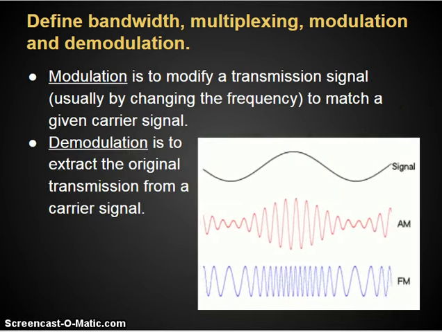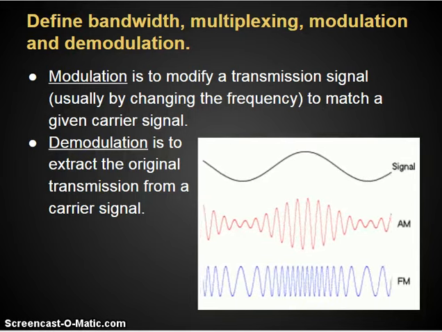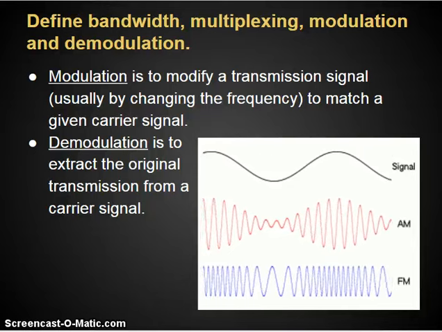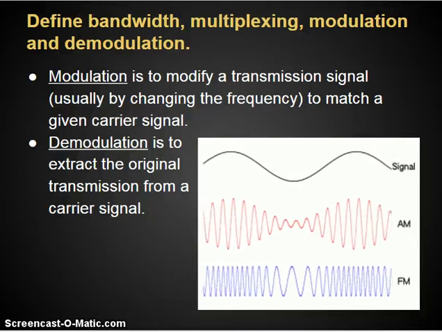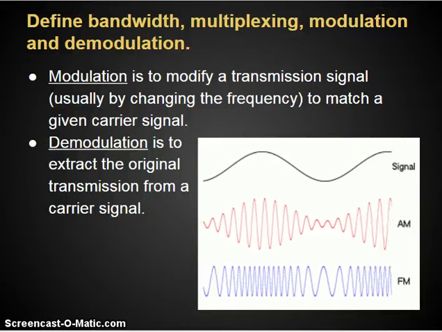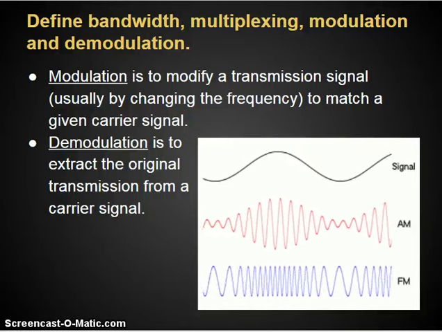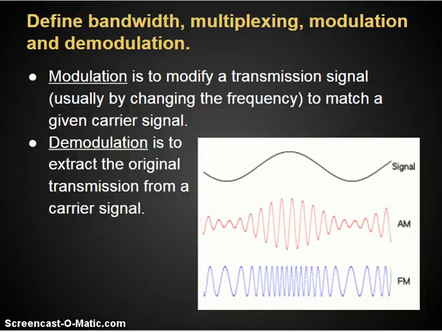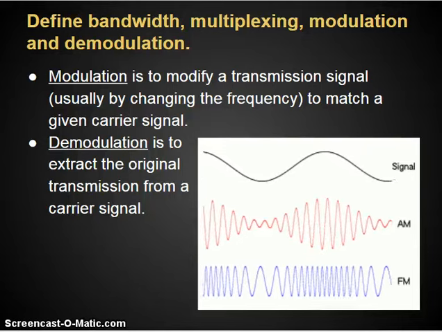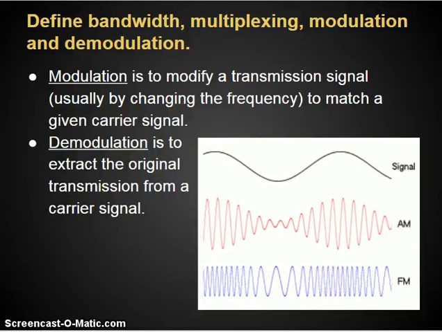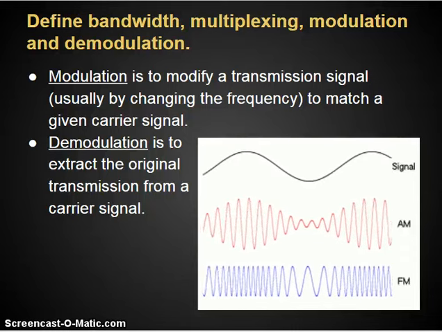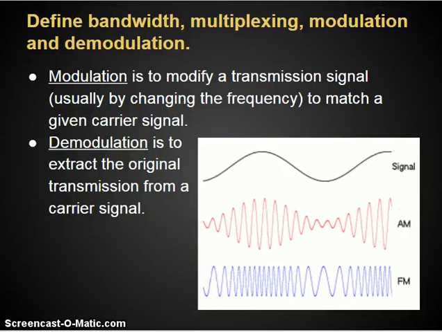Now, modulation is what is done to modify the transmission signal, usually by raising the frequency dramatically to match whatever the carrier limits are. Certain carriers, certain mediums, can only handle a certain range of frequencies. So it's very rare that the signal itself matches up with those frequencies. So the signal needs to be modulated to be sent along that medium. Demodulation is the reverse of that process. That is to extract the signal from a carrier transmission.